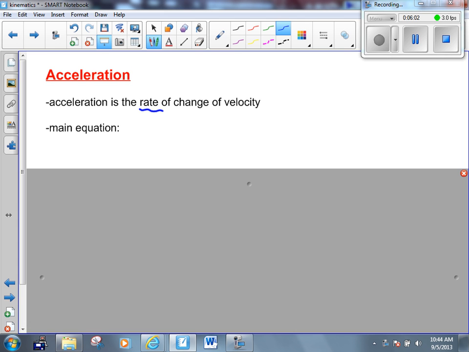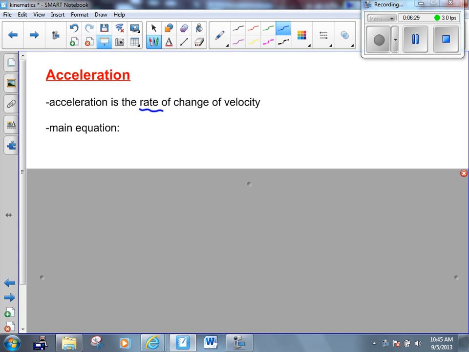Now, anything that's a rate, you're going to learn this through Physics 20 and through Physics 30, anything that has the word rate in its definition is going to be divided by t. Velocity is the rate of change of position. It's change in position over t. Power, you're going to learn later on, is the rate of change of energy. It's change in energy over t.